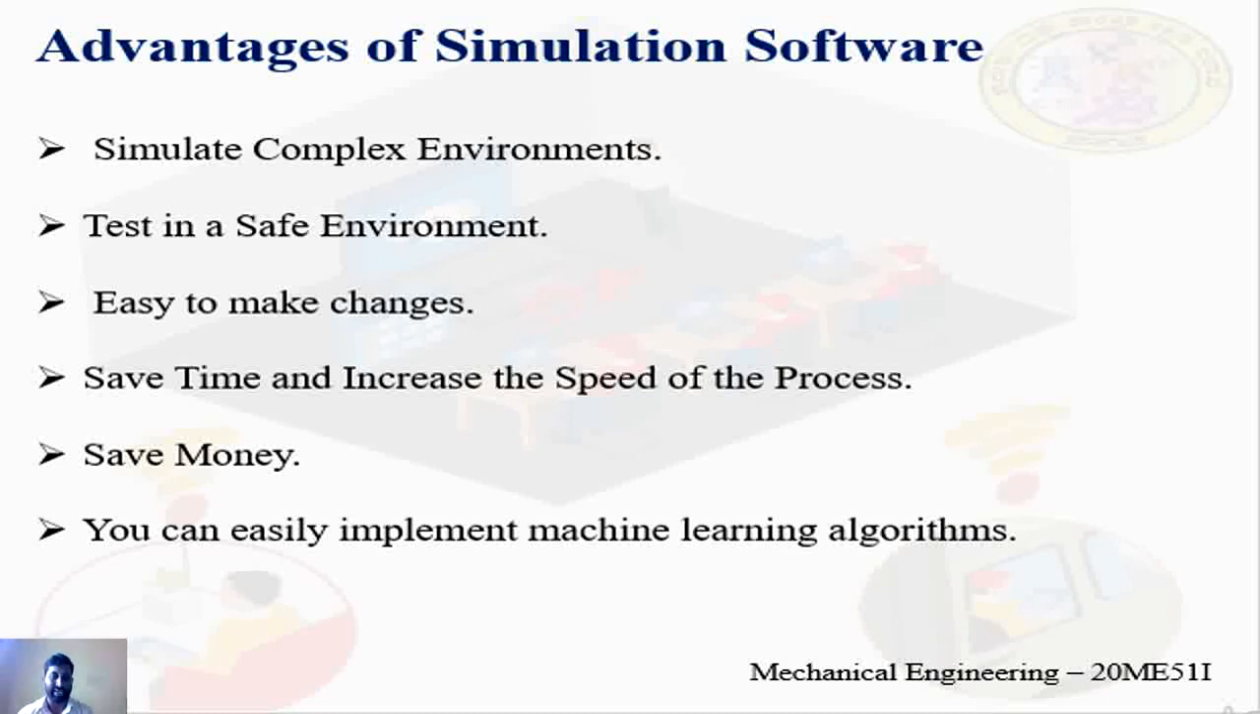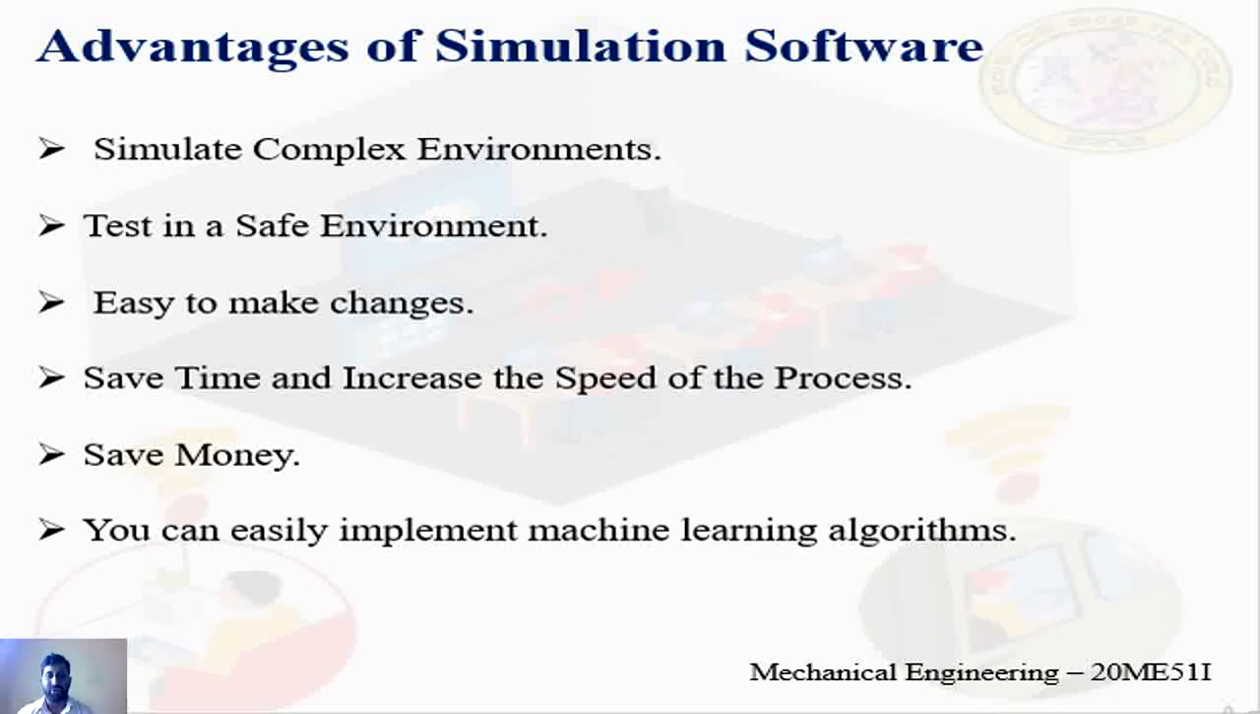Easy to make changes. Yes, if you want to make any changes in an experiment or in a manufacturing process, we can easily change it using simulation software. Save time and increase the speed of the process. Yes, using simulation software we save time, and by making many changes we can increase the speed of the process. Save money. Yes, definitely we can save money by using simulation software.